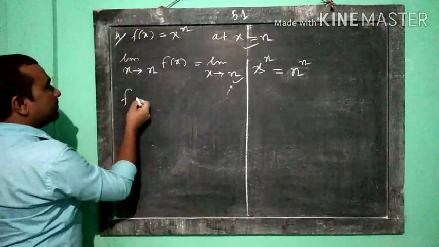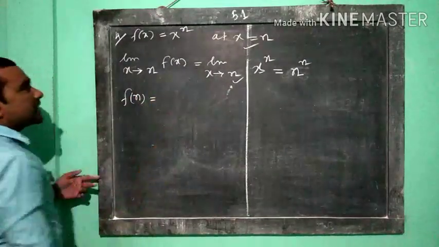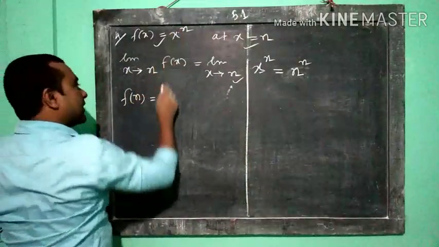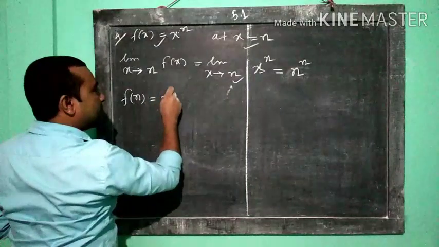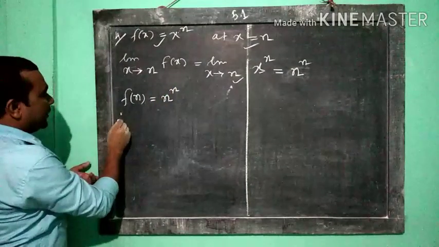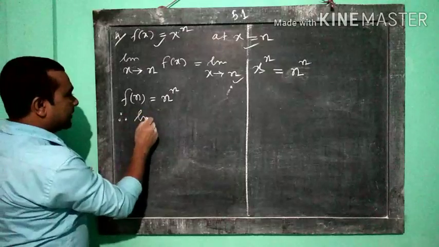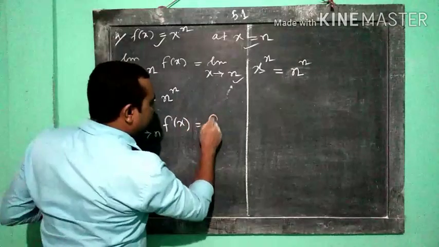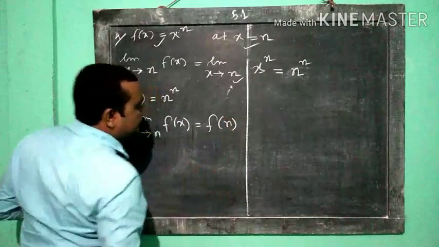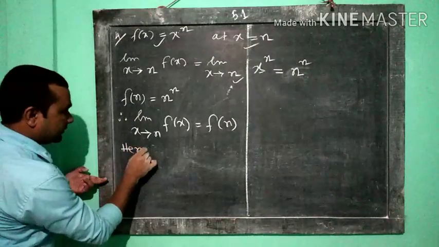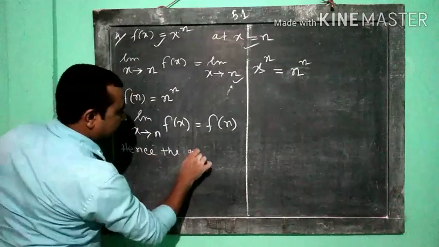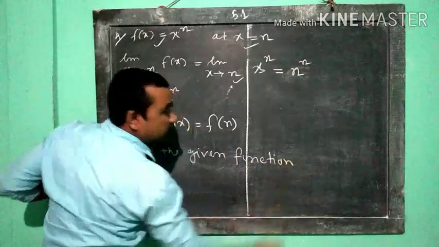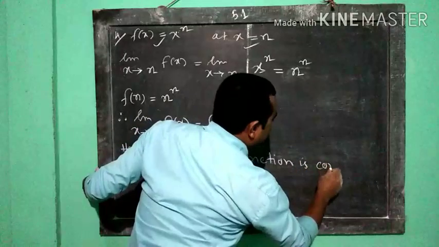Therefore, f(n): the given function is x to the power n, so x is replaced by n, then we get n to the power n. Therefore, we have limit x tends to n, f(x) equal to f(n). The values are the same. Hence, the given function is continuous.